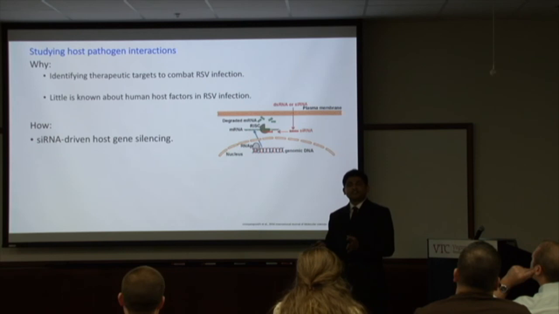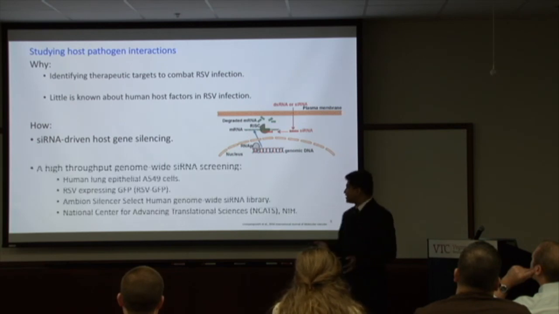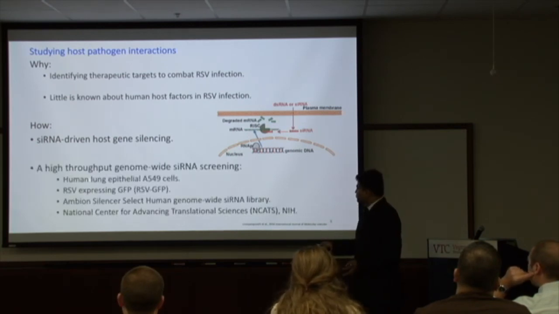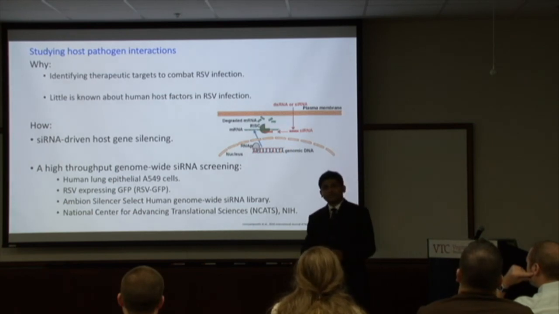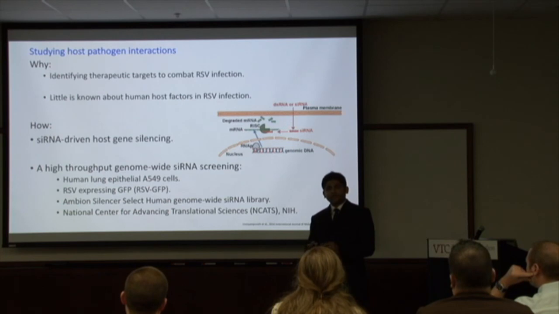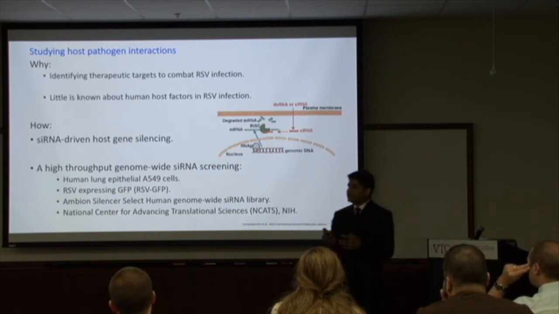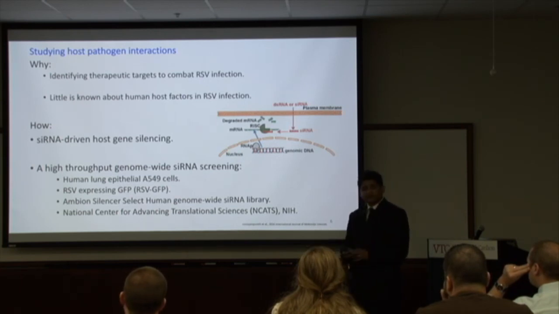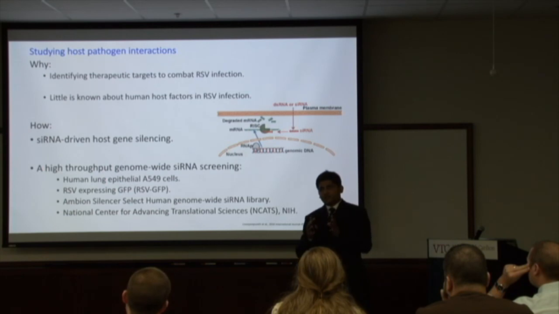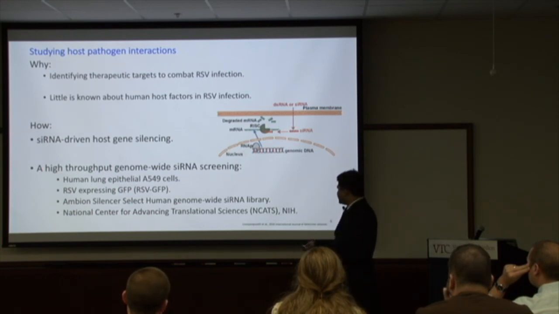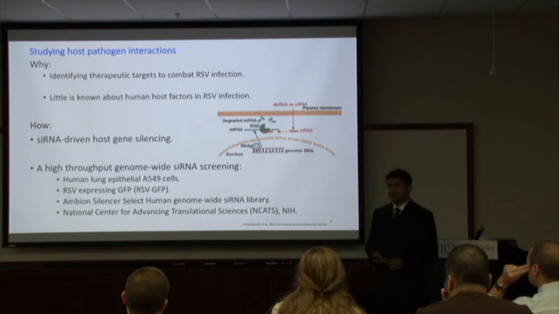In my study, I used a genome-wide siRNA screening. That means it's high throughput. We used human lung epithelial cells, which are most widely used in RSV research. And for the screening, we used an RSV that expresses green fluorescent protein, which allows the high-throughput context. We also used a commercially available Silencer Select genome siRNA library. And the screening was done in collaboration with the National Center for Advancing Translational Sciences, NCATS.